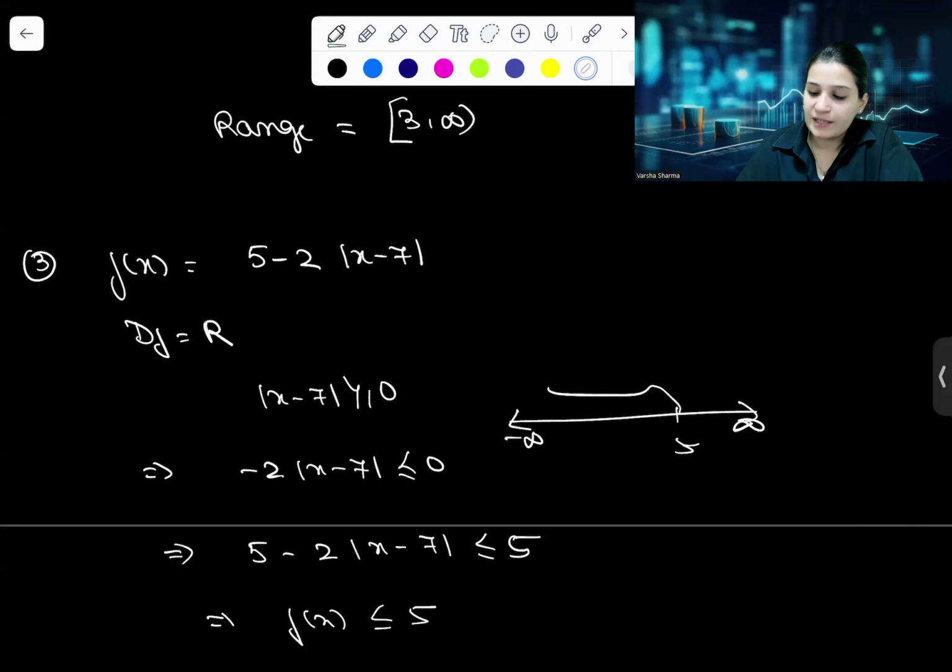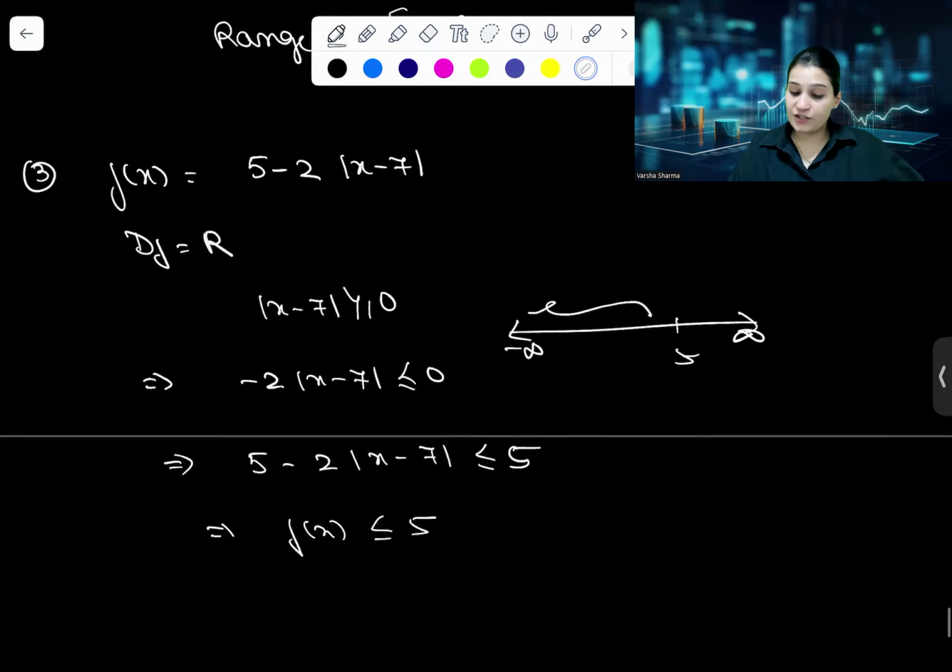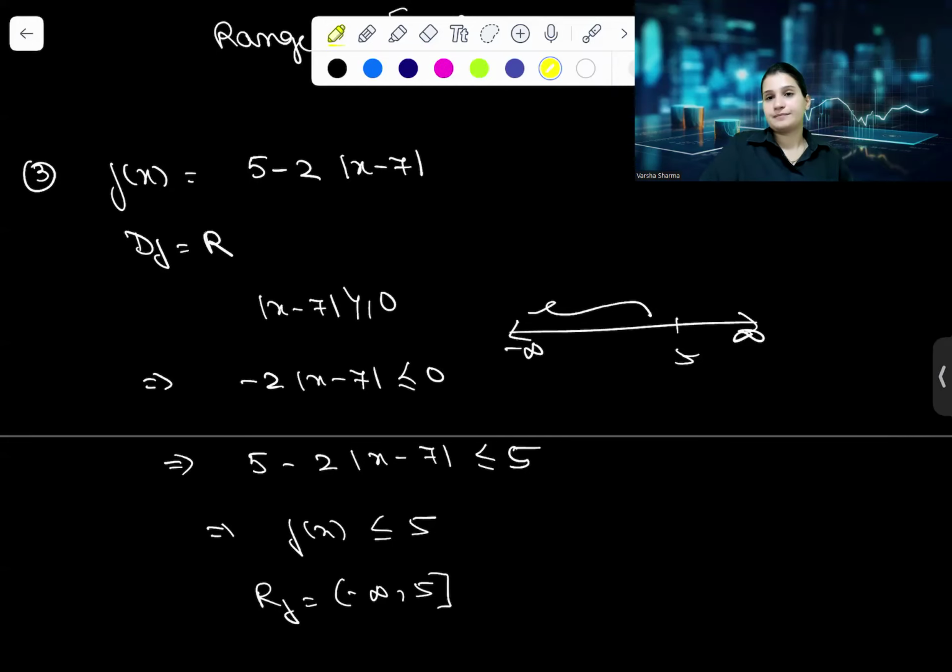So, what will be the range? Minus infinity to 5, closed at 5. That's going to be my range. If you ever multiply by a negative number, the inequality will always change its sign.